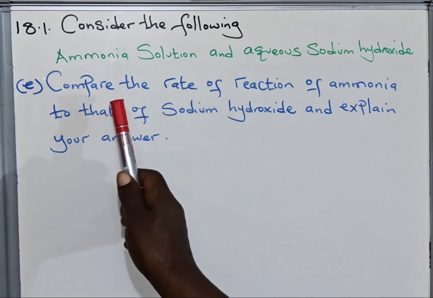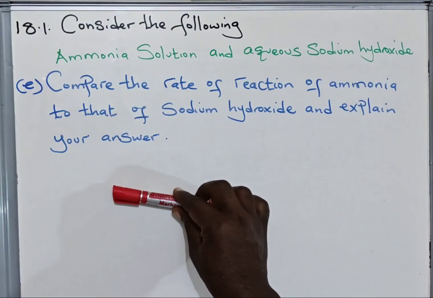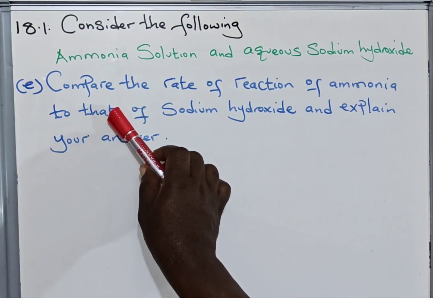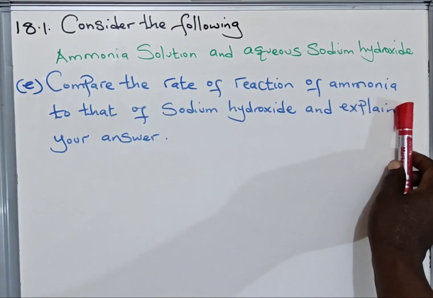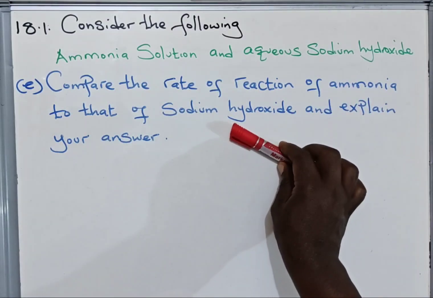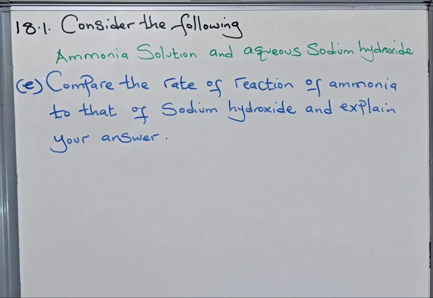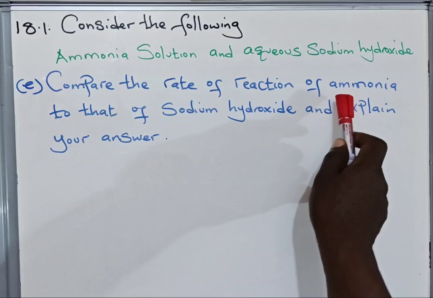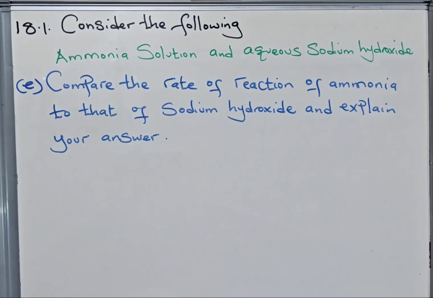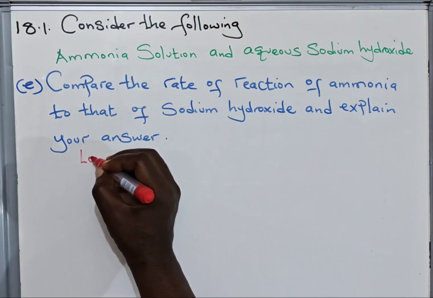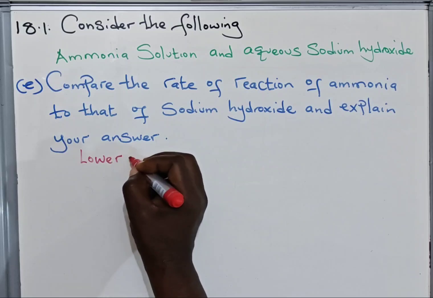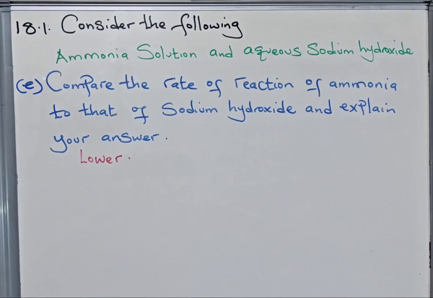So we come to this one. It says, compare the rate of reaction of ammonia to that of sodium hydroxide and explain your answer. We need to know that we are comparing ammonia to sodium hydroxide. Is it higher or lower? The answer is lower. And what is the reason?